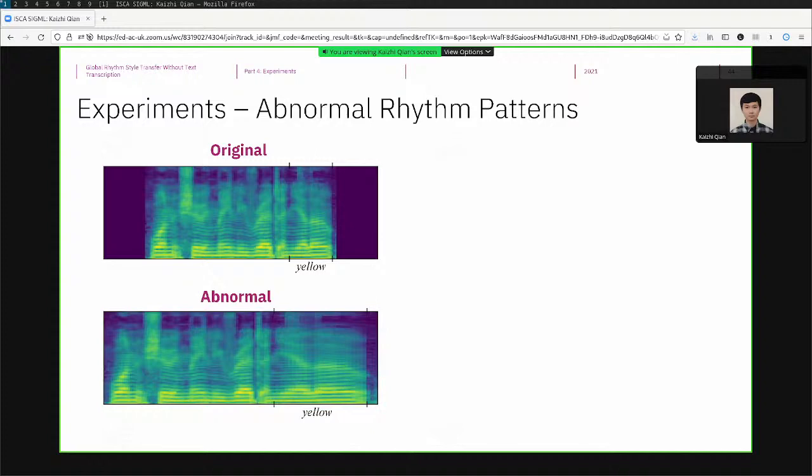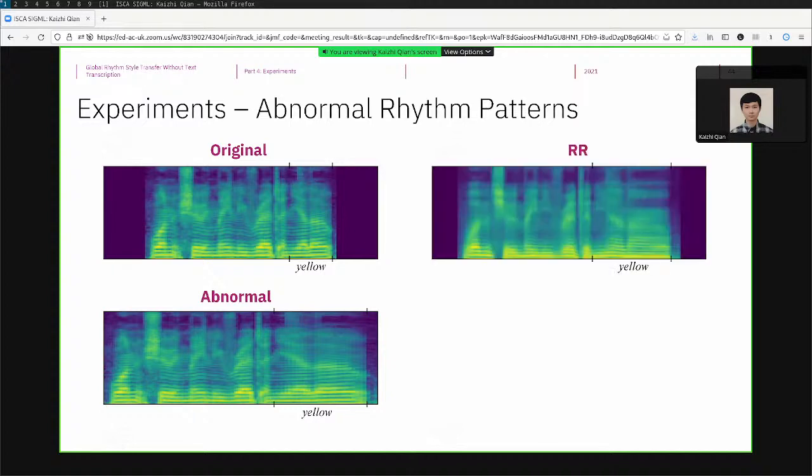We then use different algorithms to reconstruct the input speech. If the rhythm disentanglement is sufficient, such an abnormal rhythm pattern should not leak into the hidden representation and should not appear in the reconstructed results. Here is the result of the random resampling baseline.